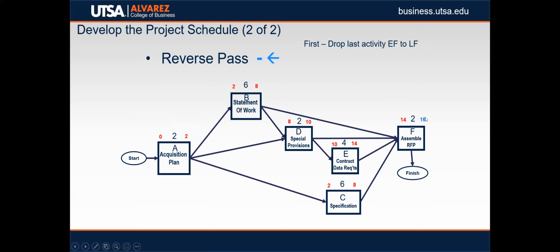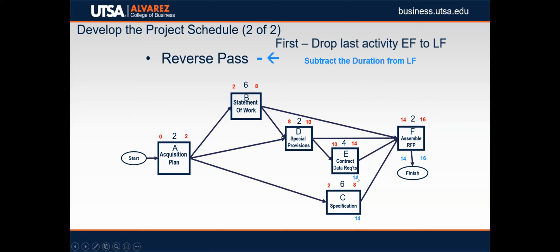So we're basically going to move this 16 down into the late finish area. So the 16 just drops down. On the last task of your activity diagram, you always move down the last early finish to late finish. Now to calculate, we just subtract the duration from the late finish. So late finish is here. Now we're subtracting 2 from it. That gives us 14.